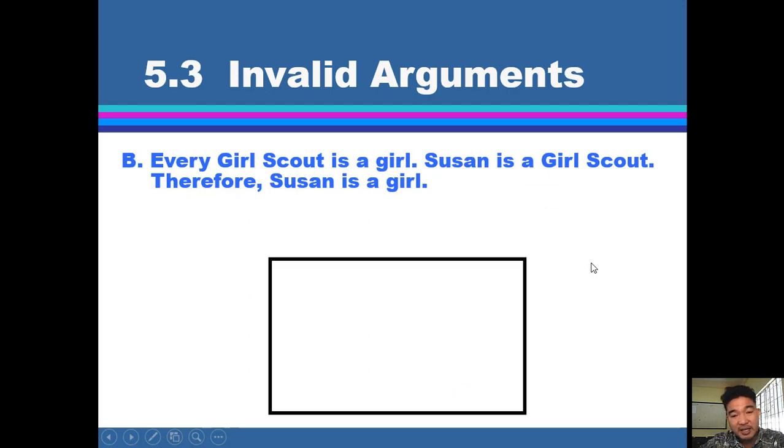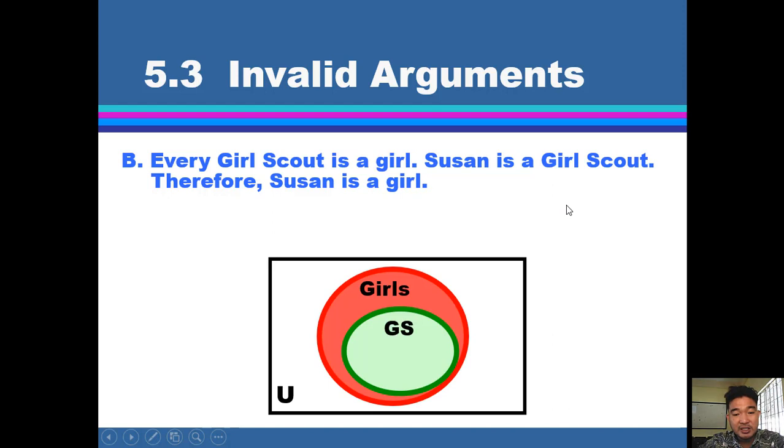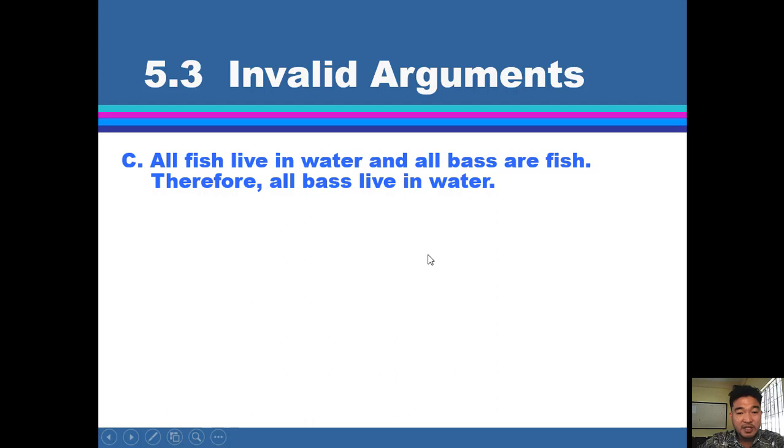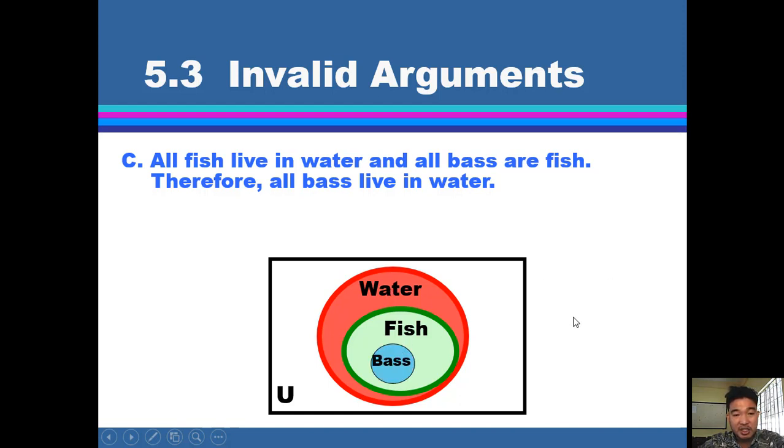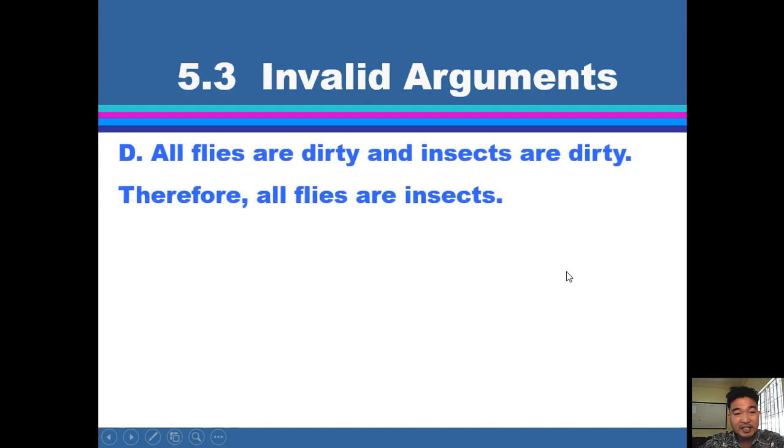Next, let's make a Venn diagram here. Every Girl Scout is a girl. Gawa tayo. So, Girl Scout. Lahat ng Girl Scout, girl. Then, Susan is a Girl Scout. Therefore, Susan is a girl. Valid din siya. Next, all fish live in water. Gawa tayo ng Venn diagram. Water. Yan. Lahat ng fish nakatira sa water. And all bass are fish. Therefore, all bass live in water. So, valid pa din.